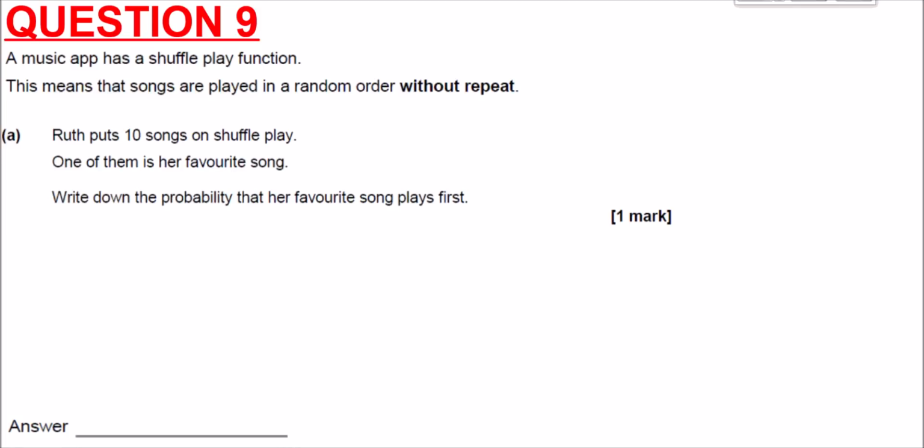And so she's got 10 songs on shuffle play, and only 1 song is her favourite. Then that says that 1 out of 10 songs is her favourite song.